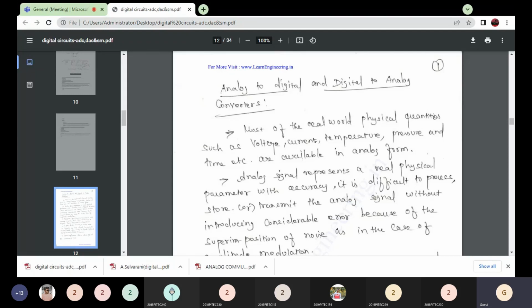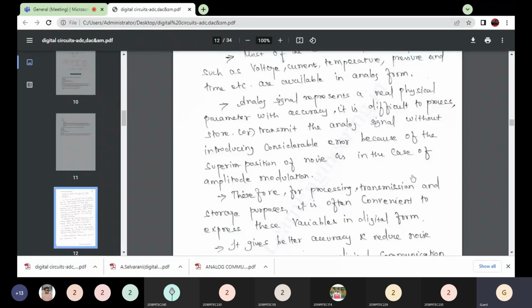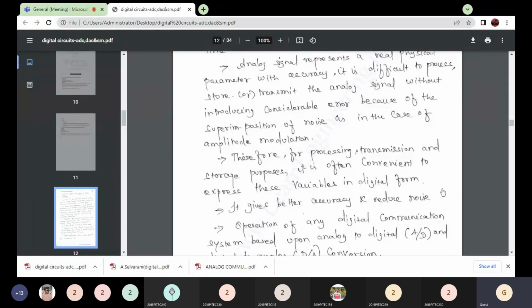Because of this, we go for digital data, so we should convert the analog data into digital. Processing, transmitting, and storing digital data is very convenient, and the accuracy is very high. We are also reducing the noise, so in all communication we use digital data.